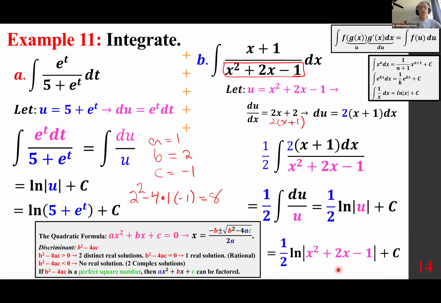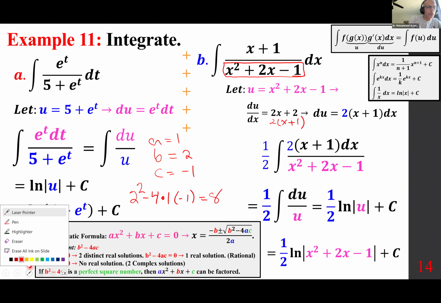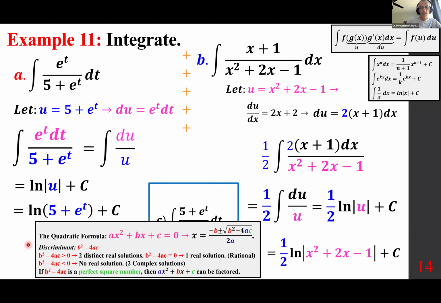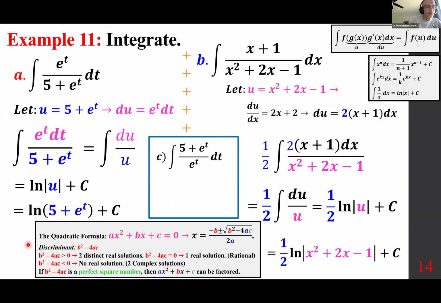Now, what if we have the reciprocal of this one? You have to divide using either long division or synthetic division. So that's the way you do it. But if we have the reciprocal of that one, in other words, you don't have to use the u substitution. So you make up two fractions, 5 divided by e to the power of t, or 5 e to the power of negative t. e to the power of t over e to the power of t is 1.